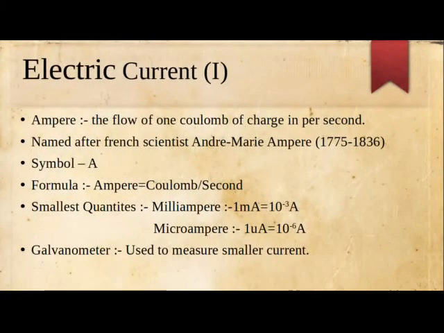Ampere. The flow of 1 coulomb of charge per second is known as ampere. It is named after the French scientist Andre Marie Ampere, and the symbol of ampere is capital A. The formula of ampere is coulomb upon second, and smaller units of electric current are milliampere and microampere. Galvanometer. It is used to measure smaller current.